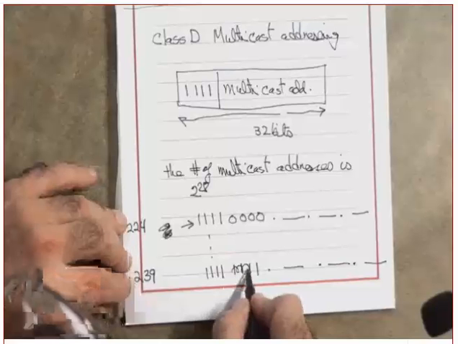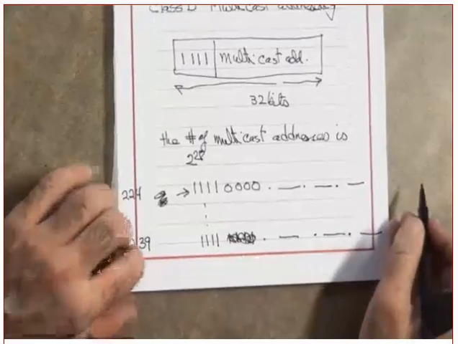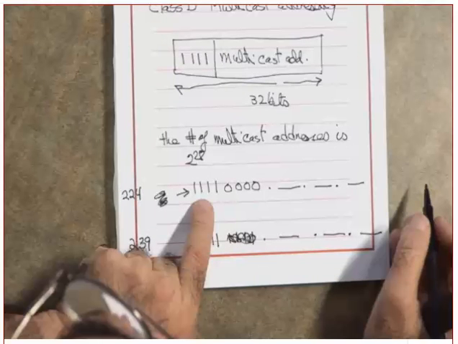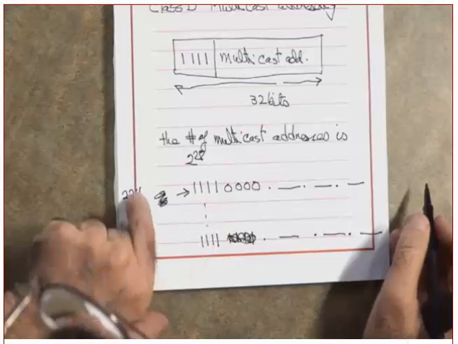Again, CIDR stands for classless inter-domain routing. The multicast block is 224.0.0.0 slash what? Anybody? 4. Why 4? Because only the first 4 digits are fixed. The rest is part of the address. Clear? The rest is a part of the address.